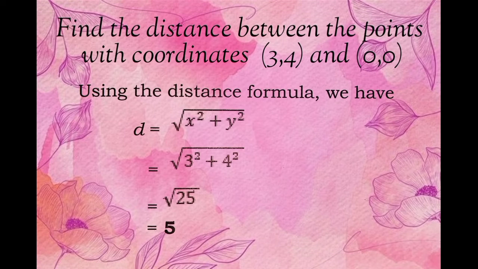Find the distance between the points with coordinates 3, 4, and 0, 0. Using the distance formula, we have d equals the square root of x squared plus y squared, which equals the square root of 3 squared plus 4 squared, which equals the square root of 25, which equals 5.